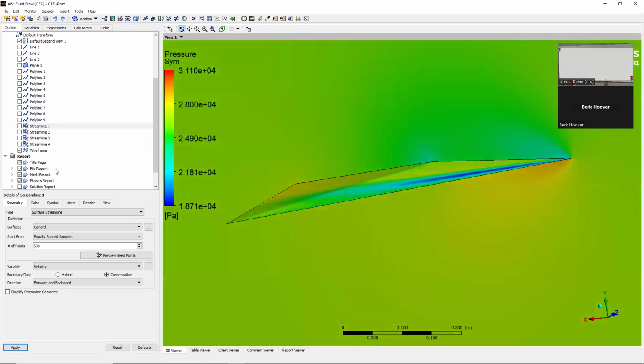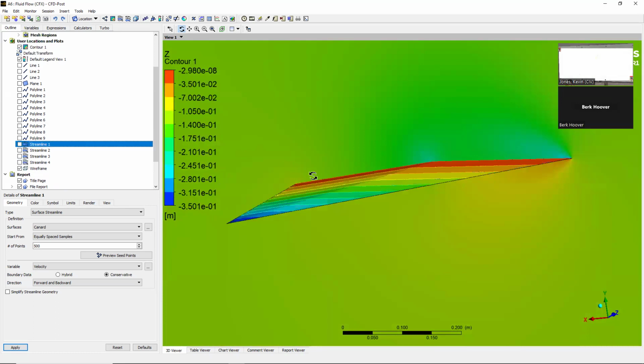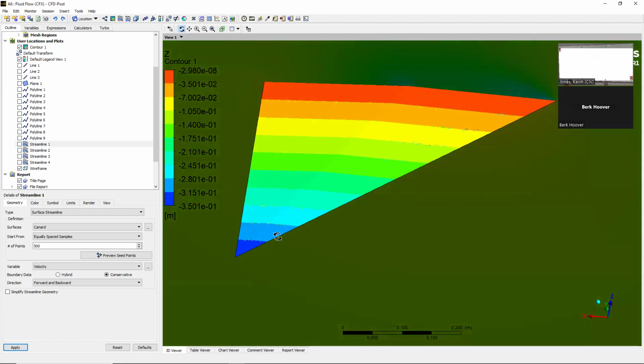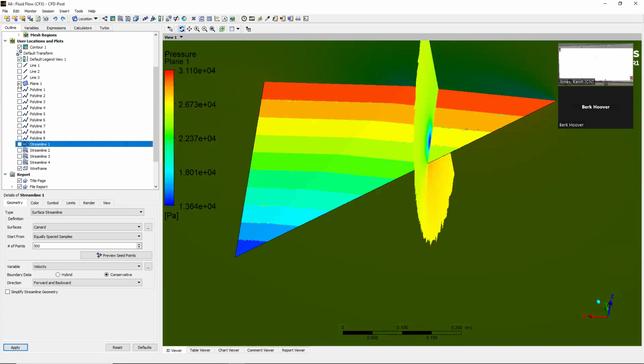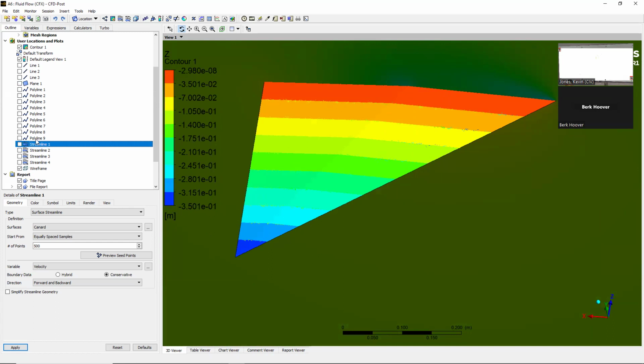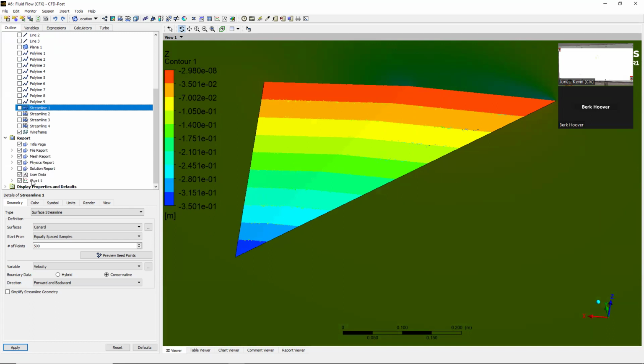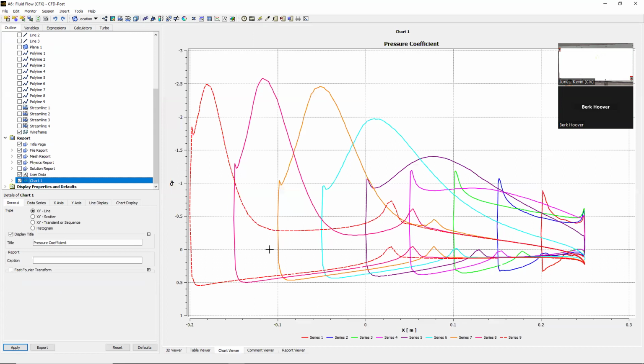Let's see, what other things can you do? You can also do plots of the pressure coefficient. So I think I did contours along the span, with I think 11 contour lines. So there's 9 intermediate lines here, and then I made polylines on all of those. And then you can go and do your CP plots.